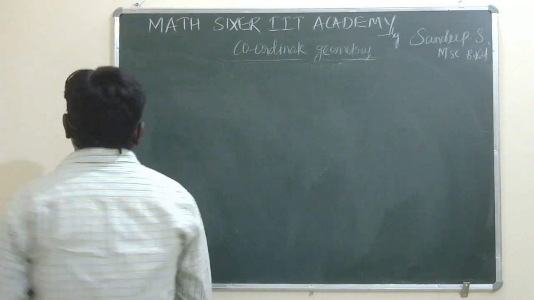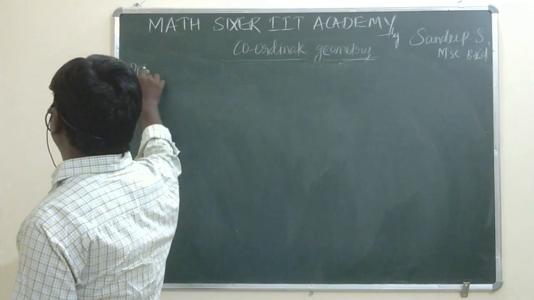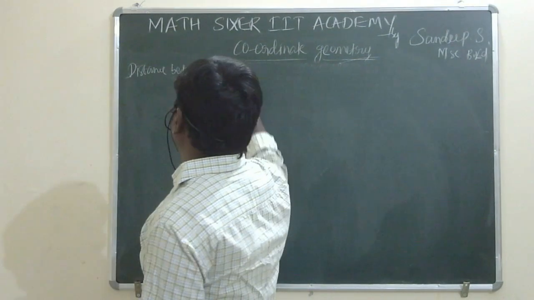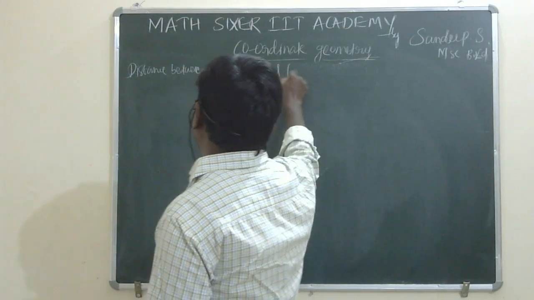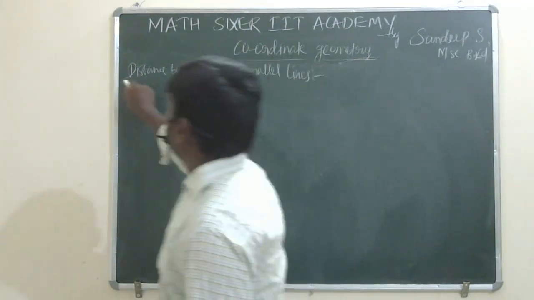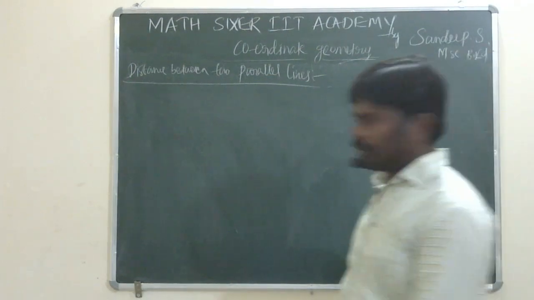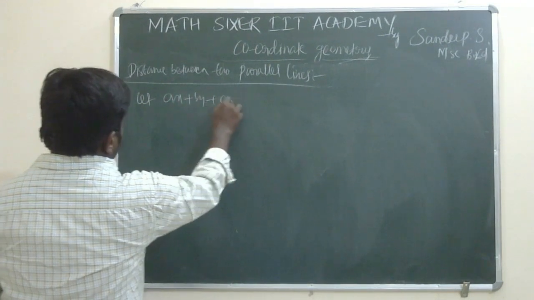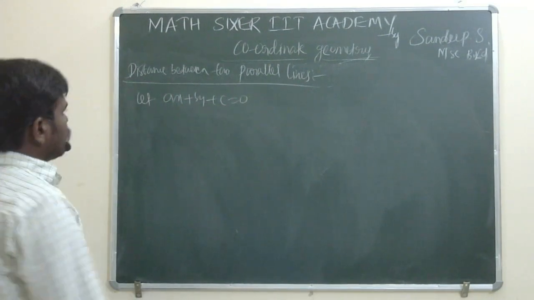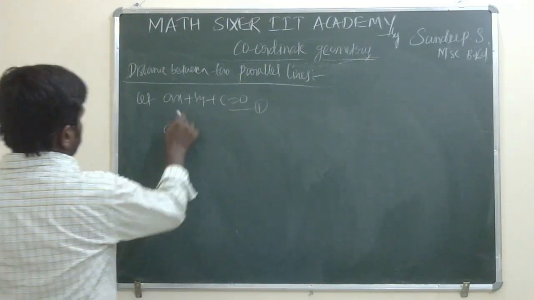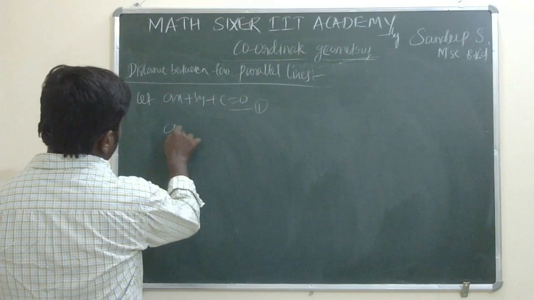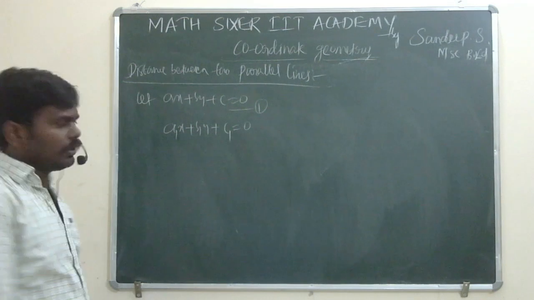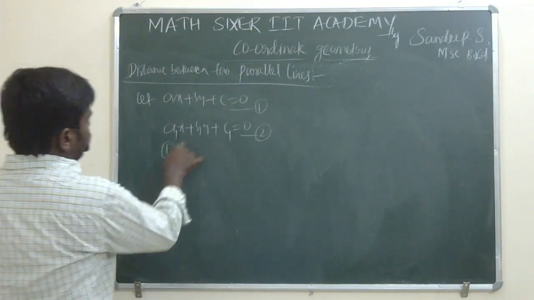Now here the distance between two parallel lines. Okay, distance between two parallel lines we will see here. So here I am taking ax plus by plus c is equal to 0. This is the first straight line equation, and let another straight line equation which is parallel to this be, suppose, a1x plus b1y plus c1 is equal to 0, and take it as 2, and here 1 and 2 are parallel to each other.